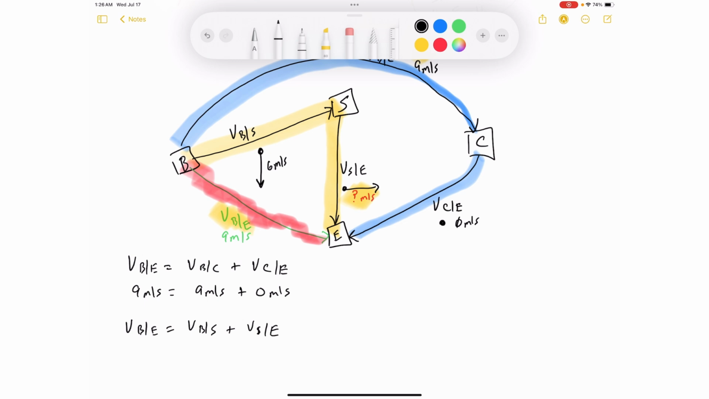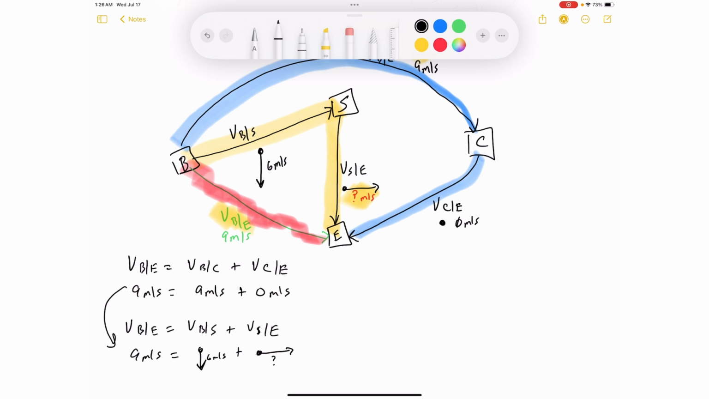Well, we just did that. That's this guy here. So it's 9 meters per second equals. What's the velocity of the ball relative to the shortstop? Well, we already have that. That's this vector going down. That's 6 meters per second plus. And then this other one here, it's some vector going due east, but I don't know its speed, okay?